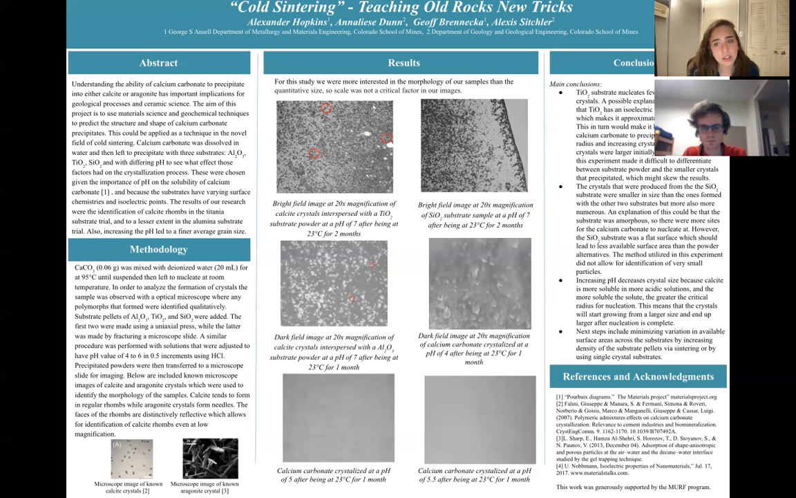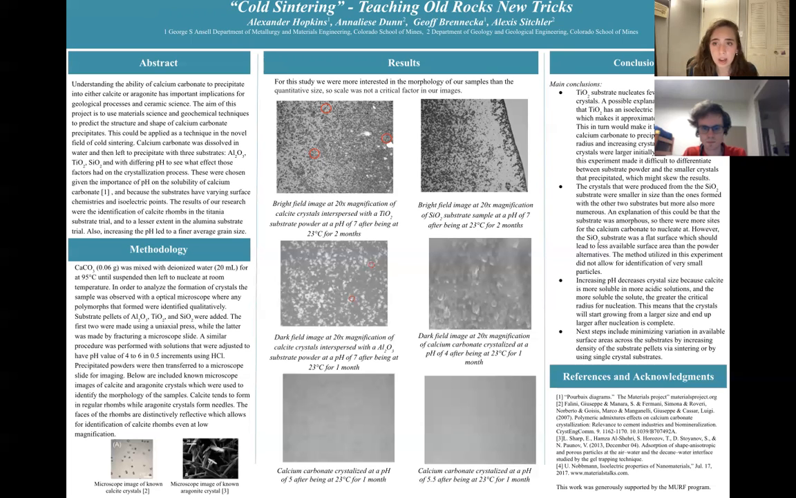So the first image on the left is a bright field image of the titania, and as you can see, marked by red circles are the calcite crystals we saw, and they were fairly large and easy to identify in the titania. So the calcite crystals precipitated pretty well in the titania substrate. On the right of this, you can see the silica substrate, which had much fewer and far smaller calcite crystals.